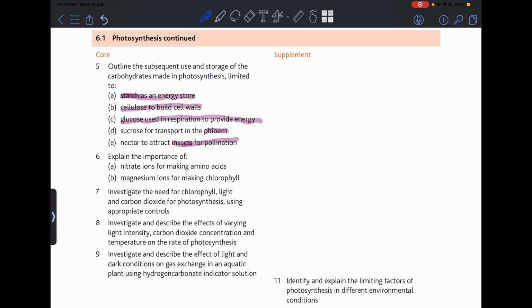Now magnesium ions are for making chlorophyll. If there is no magnesium in the plant, it will turn yellow and therefore it will not be effective in making photosynthesis.